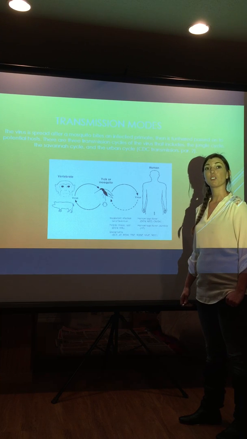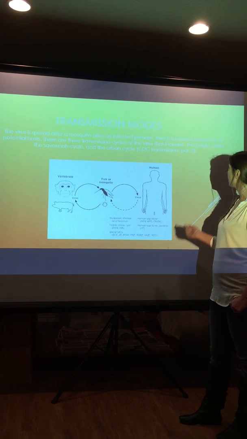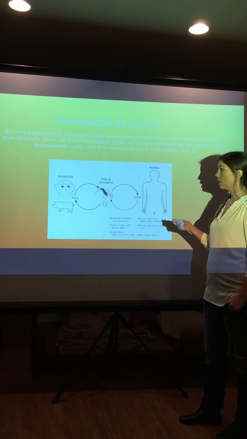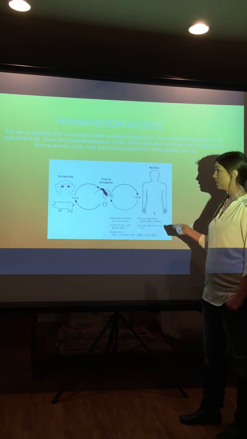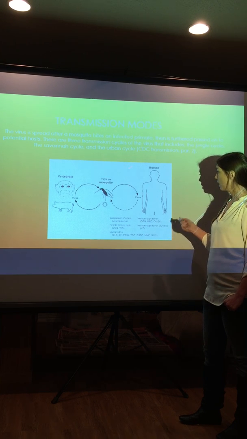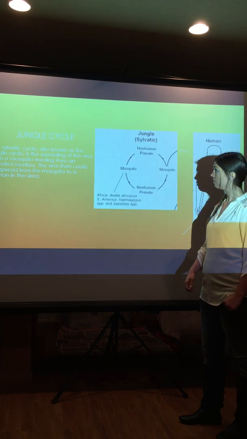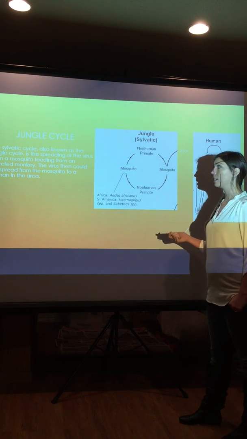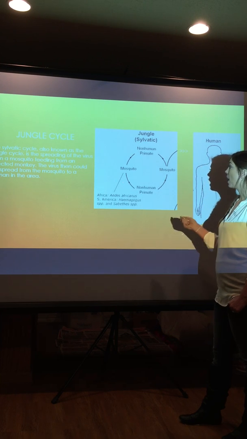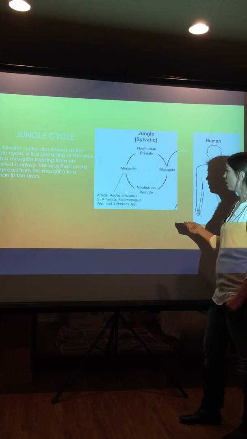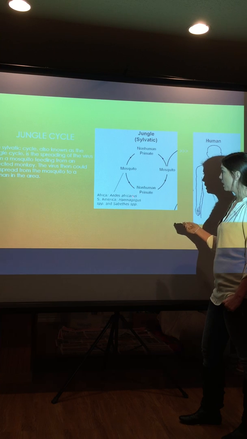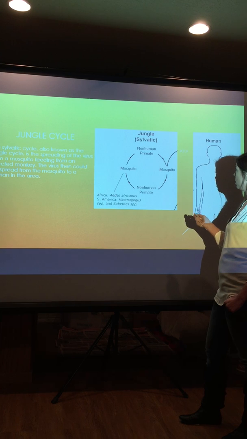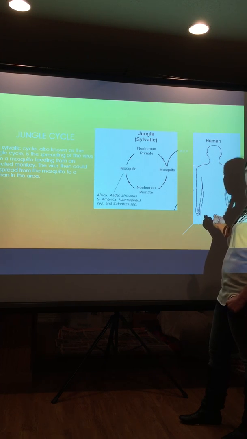There are three different types of transmission cycles. You have the jungle cycle, savanna cycle, and the urban cycle. You see you have your primate right here, your mosquito vector here, and a human host here. First, you have the jungle cycle. It's also known as the sylvatic cycle, and it's the spreading of a virus from a mosquito to a non-human primate, which is then bitten by another mosquito and passed on to a non-human primate. It also could be spread to a human in the area.